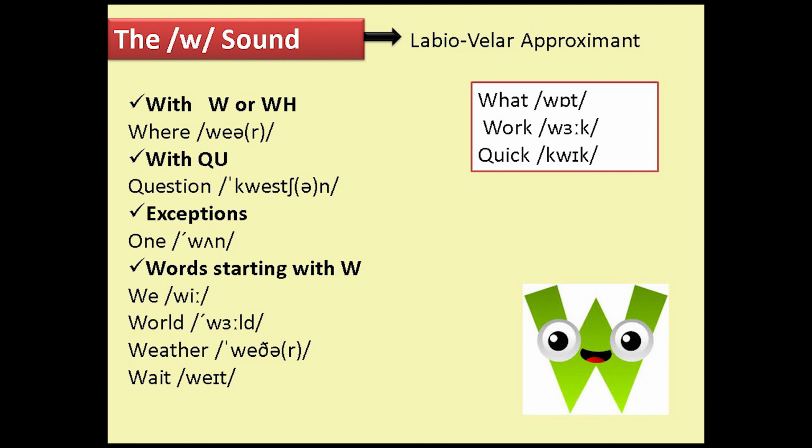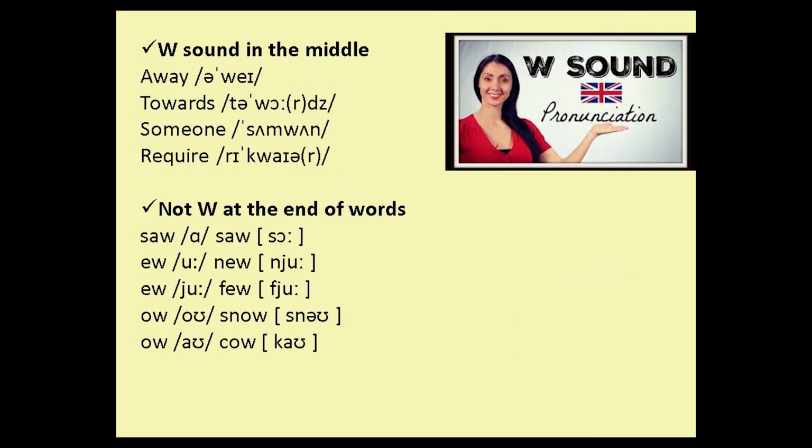as in question. Also, in a few words, the W sound doesn't have any letters, like in the word one. There are some words that start with the W, like we, world, weather, wait. There are some words with a W sound in the middle, like away, towards, someone, require.